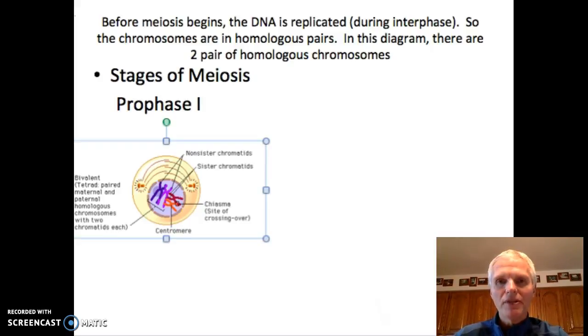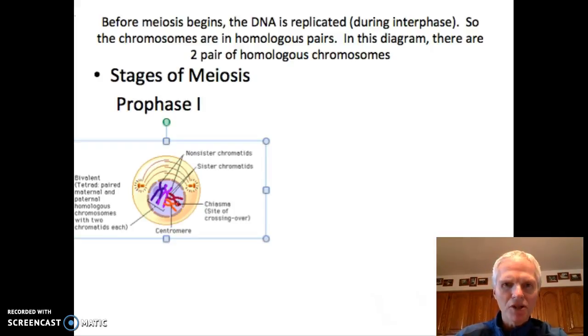If you look at the little picture here to my left, you'll notice that in this picture there are 2 pairs of homologous chromosomes, and they get side by side during prophase 1. This is a key part of meiosis because when they are side by side, it's called a tetrad because there are 4 chromatids, and tetra means 4. But when they get side by side, they exchange little pieces of their chromatids with the other homologous pair. And so this creates genetic diversity.